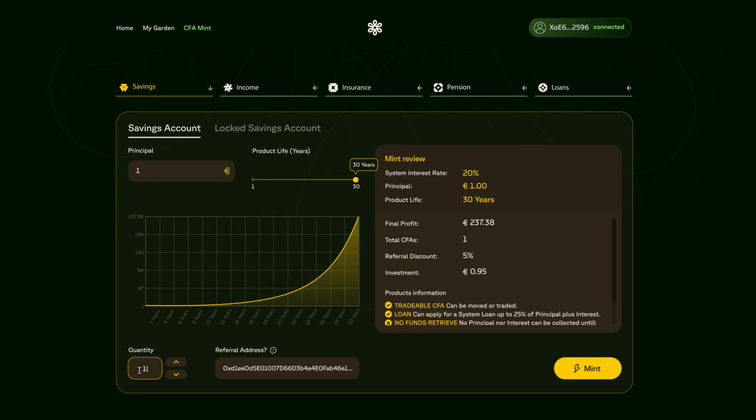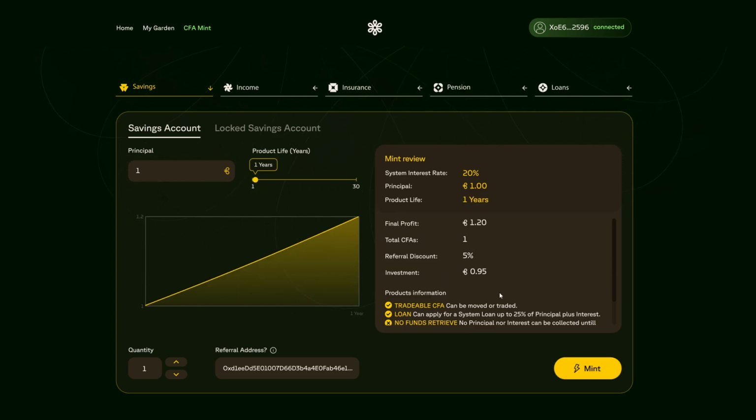The system also supports the creation of up to 10,000 CFAs simultaneously to accommodate public institutions or corporate entities like banks or insurance companies. Let's mint our first CFA, a savings account. The price is 0.95 bean and you'll receive 1 CFA.